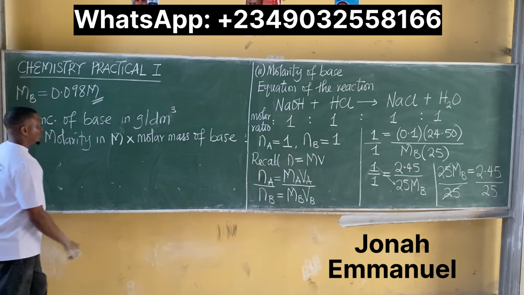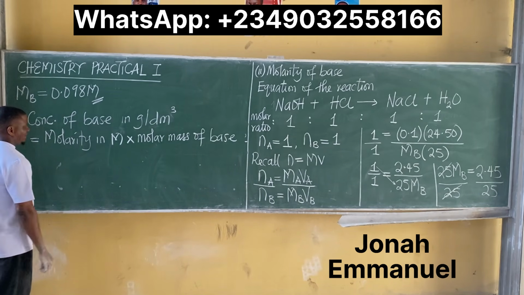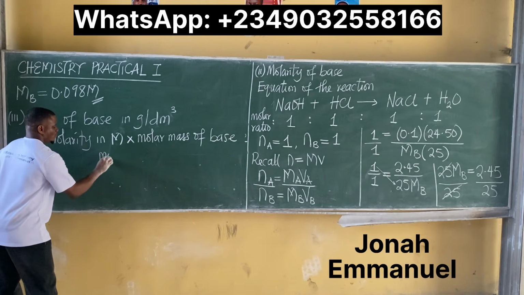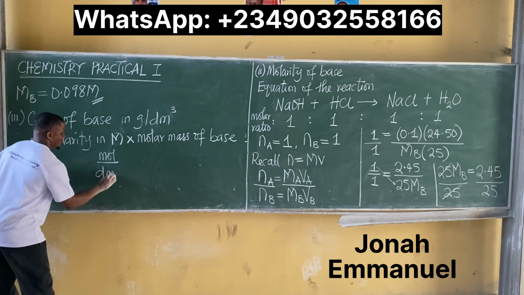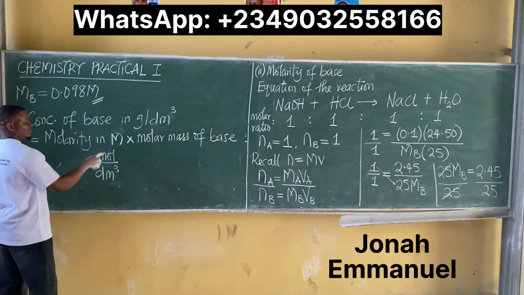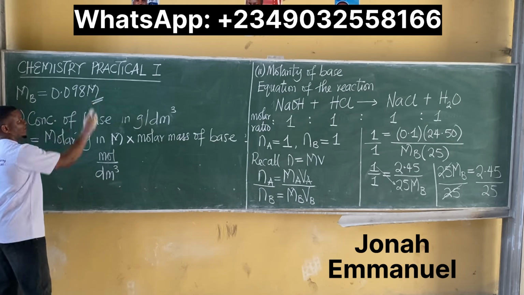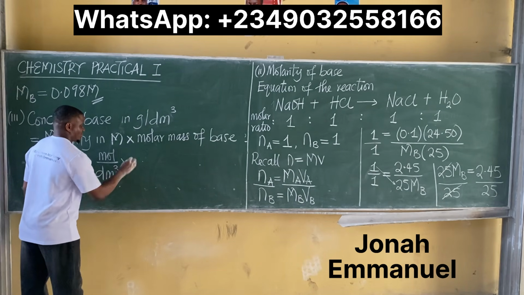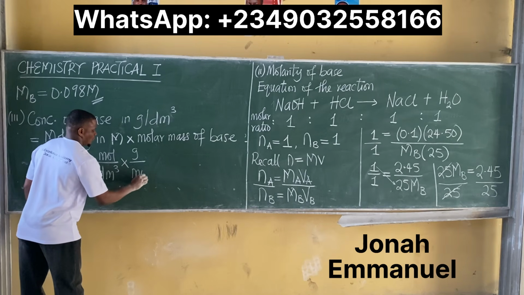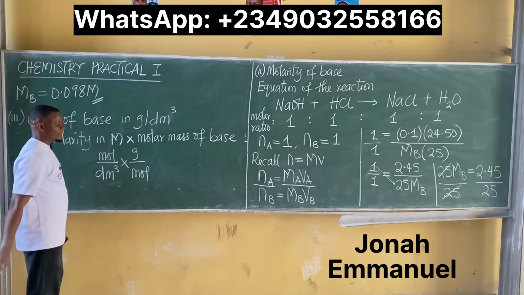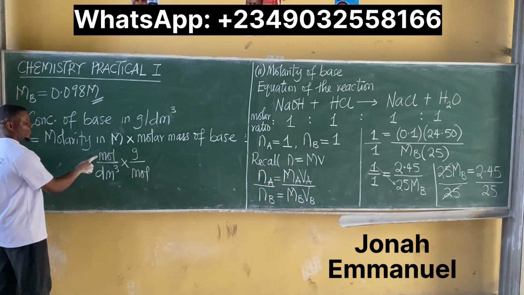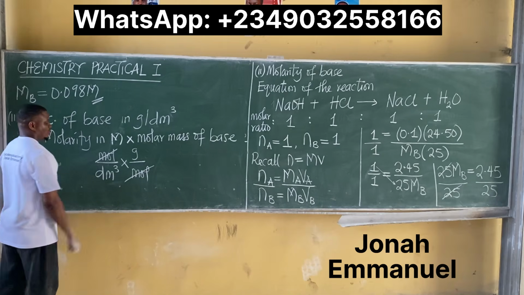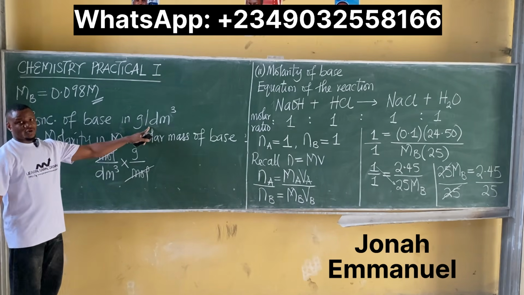All right. So to get this in gram per dm cube, and this is because don't forget that molarity, which is molar, is the same thing as mole per dm cube. So when you see molar here, this molar is the same thing as mole per dm cube times molar mass. We know that molar mass is measured in gram per mole. So if you multiply mole per dm cube times molar mass gram per mole, you see that mole will cancel mole. You're left with gram per dm cube, which is what you're asked to find.